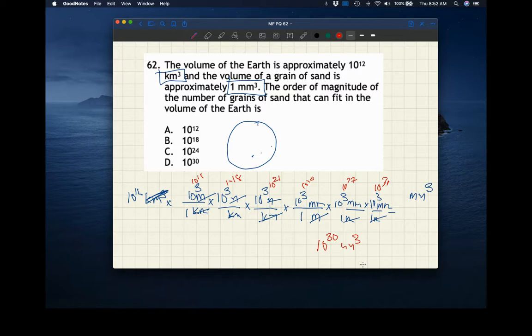And if each grain of sand is 1 cubic millimeter, then it would take 10 to the 30th grains of sand. And so we could actually do this out a little bit more specifically and say that 1 grain per 1 millimeter cubed. Millimeters cubed cancels, and we're left with 10 to the 30th grains of sand.